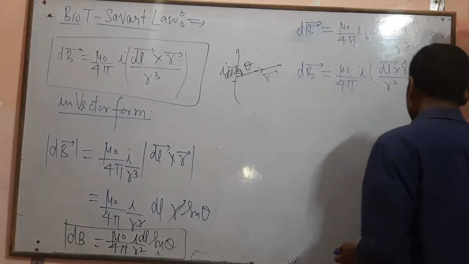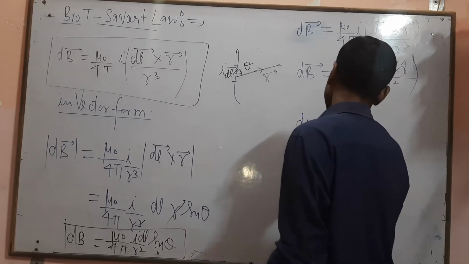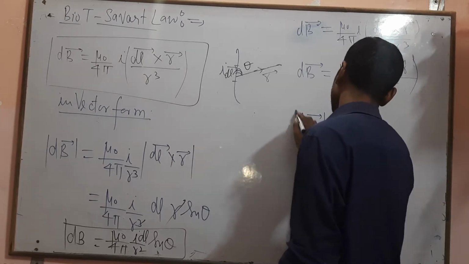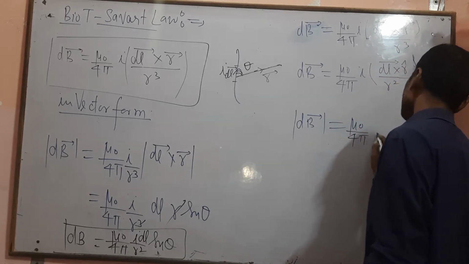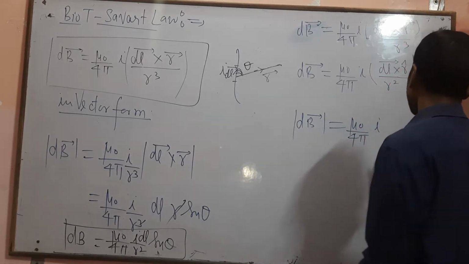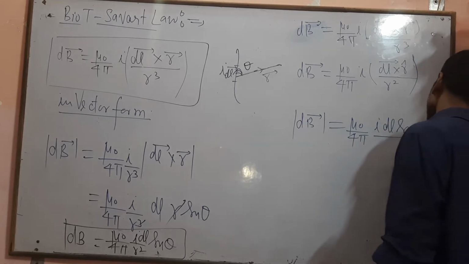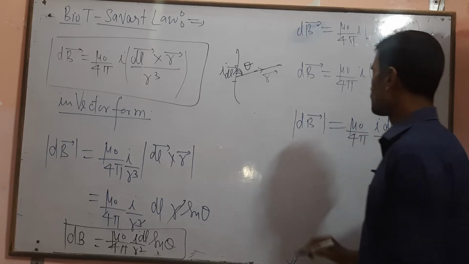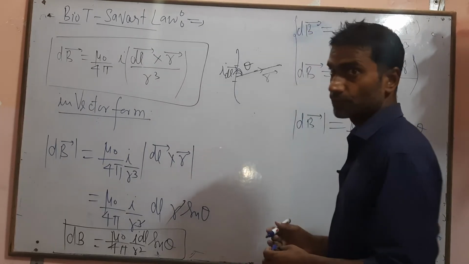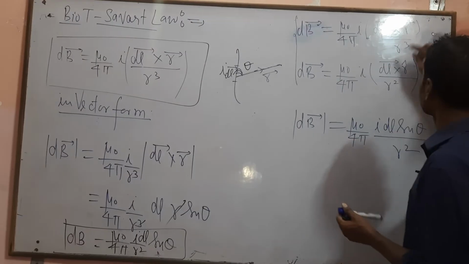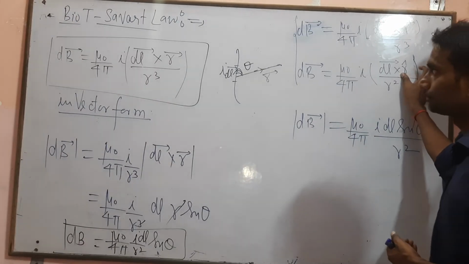In magnitude form, dB equals mu naught by 4 pi I dl sin theta divided by r square. So this is the scalar form, and there are two vector forms: first in terms of the r vector, second in terms of r cap.